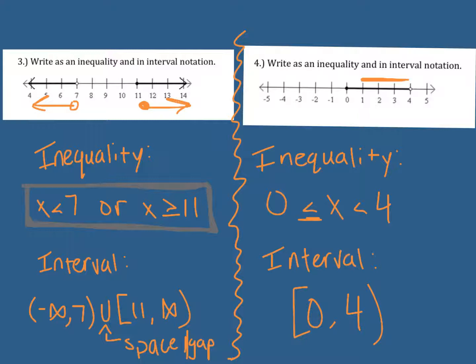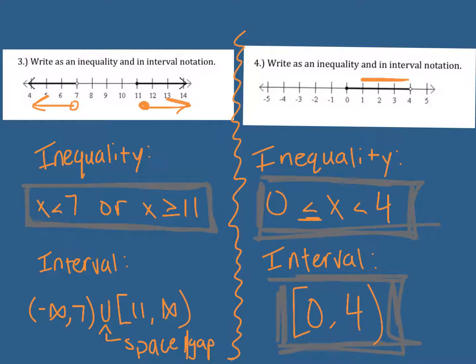So that's it. Be paying attention to whether you have closed or open circles. That will tell you if you're using parentheses or brackets. And we're always going from left to right, least to greatest, lowest to highest.